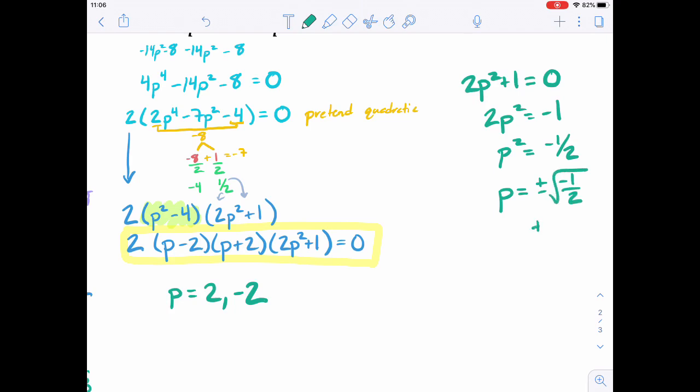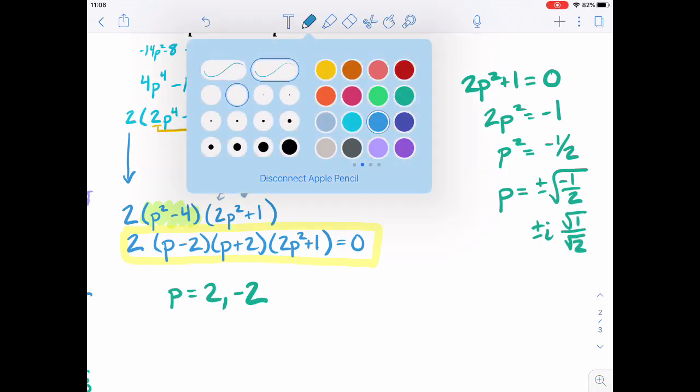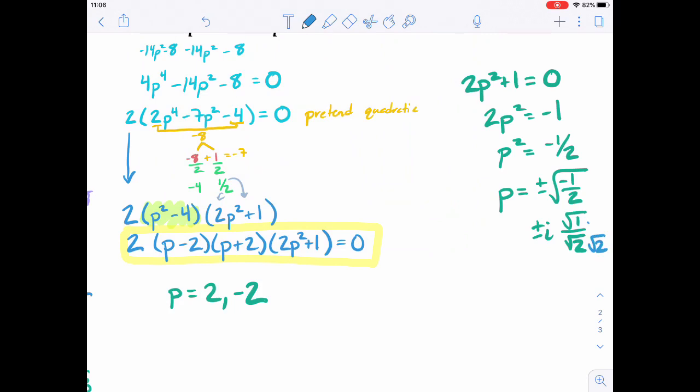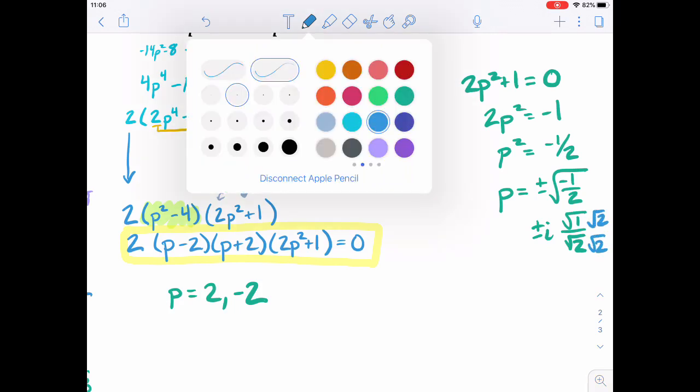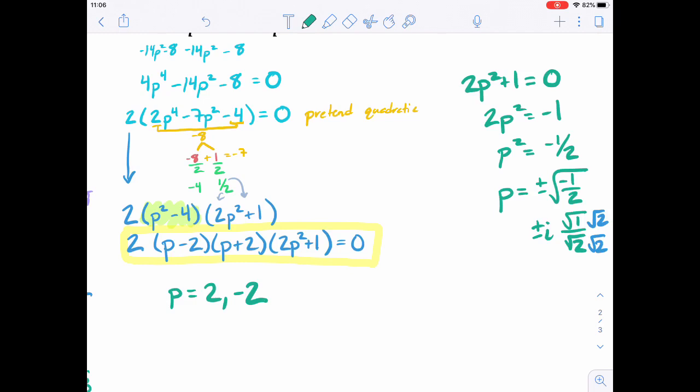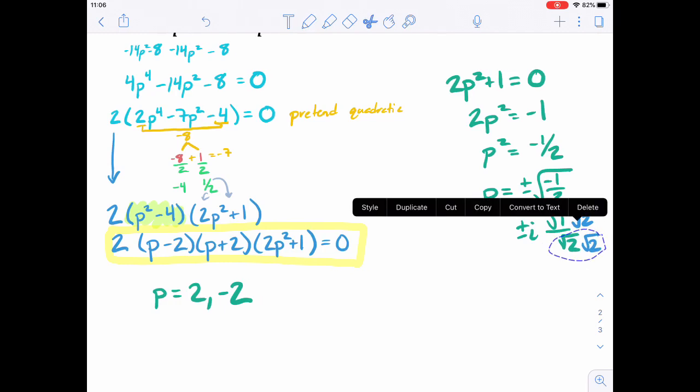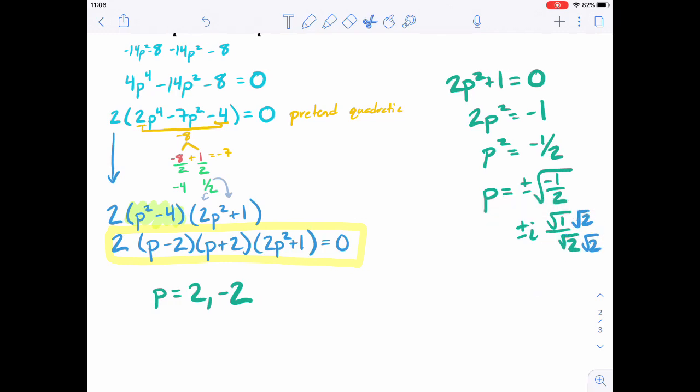Take your negative outside. Split your fraction. Then we need to rationalize our denominator by multiplying it to the top and bottom. Hopefully you're also realizing that when we multiply it times itself, we're squaring it, which is why that square root goes away. And so we end up with plus or minus i root 2 over 2 for our last two solutions.